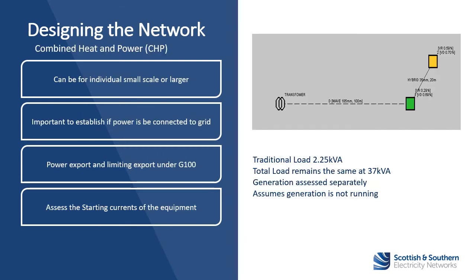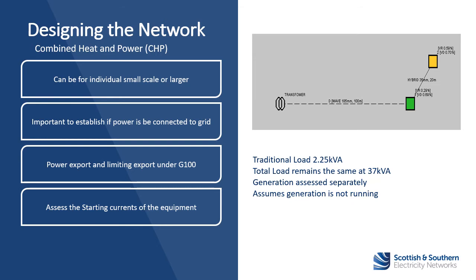Moving on, we have combined heat and power, CHP for short. These can be large scale or small scale, but we would assess the load as another connection effectively, if that's how it comes in. It can also go behind a connection. One thing with CHP units is that they can export to the grid, so we need to be clear whether that's going to export to the grid or if it's not connected to the grid for the power generation side.